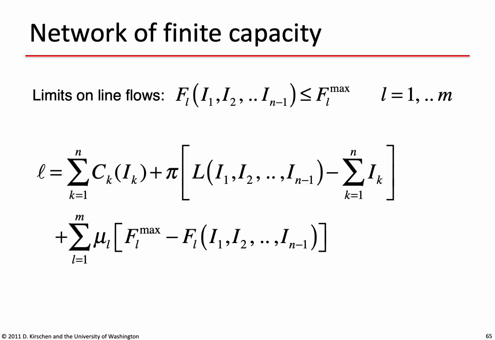So for our Lagrangian, we have to add a term. It has the standard cost function of the injection plus pi times the constraint we had before that related the losses and the net injection at all the buses. And then we have an additional constraint for each constraint on the line flows: F_L max minus F_L of I_N minus 1. We multiply that by a Lagrange multiplier mu_L, and we have one of those for all the m lines in your system.